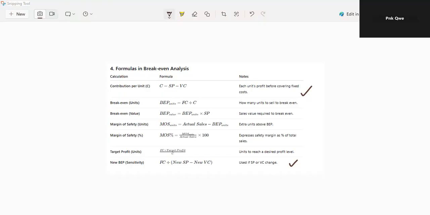So the break-even point is the point at which, if you're selling oranges, you need to know how many units you're going to sell to neither make a profit nor a loss. It can also give you a value term, in terms of how much you must sell in a quarter to neither make a profit nor a loss. So you can do it in both ways. Is that clear?